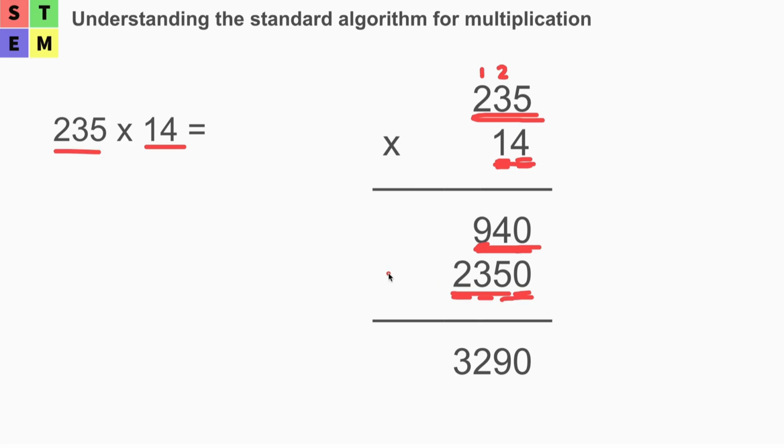So the next step is we are going to add those numbers together. Okay, 0 plus 0 equals 0. 4 plus 5 equals 9. 9 plus 3 equals 12. So 2 there, 1 there. Okay, so 1 plus 2 equals 3. So in the end, we have 3,290. Okay, so 3,290. All right. So I hope you can understand this, and let's take a look at more examples.